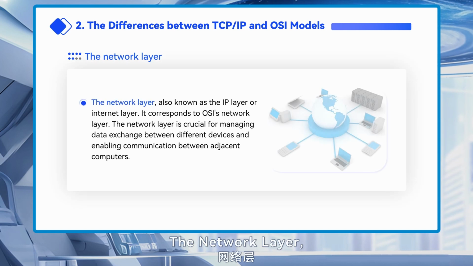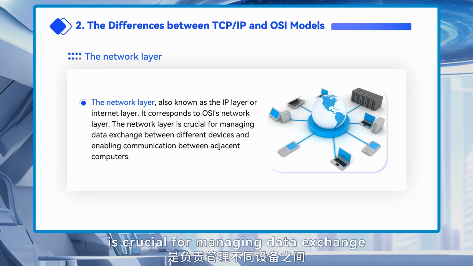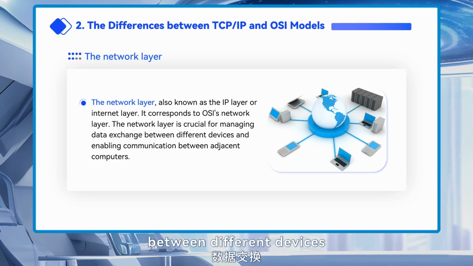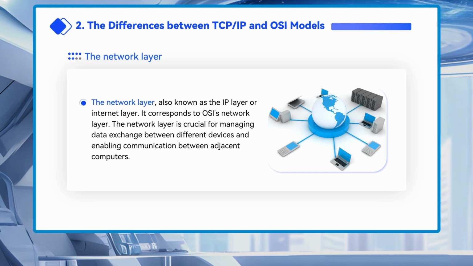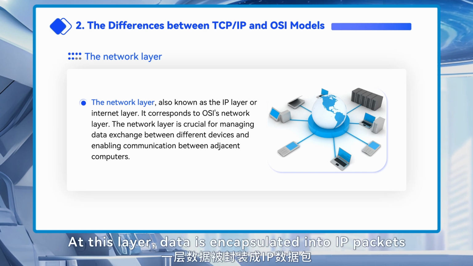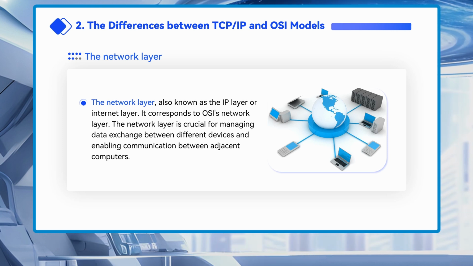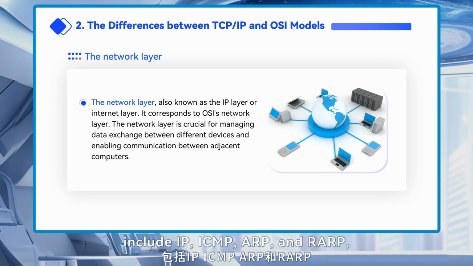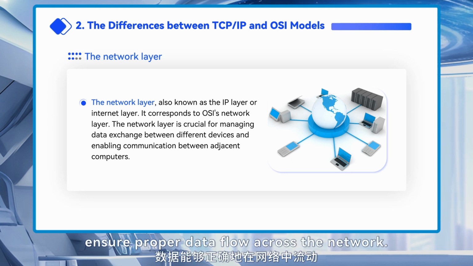The network layer, also known as the IP layer or Internet layer, is crucial for managing data exchange between different devices and enabling communication between adjacent computers. It corresponds to OSI's network layer. At this layer, data is encapsulated into IP packets and transmitted across the network using IP addresses. Key protocols of the network layer include IP, ICMP, ARP, and RARP, which collectively ensure proper data flow across the network.